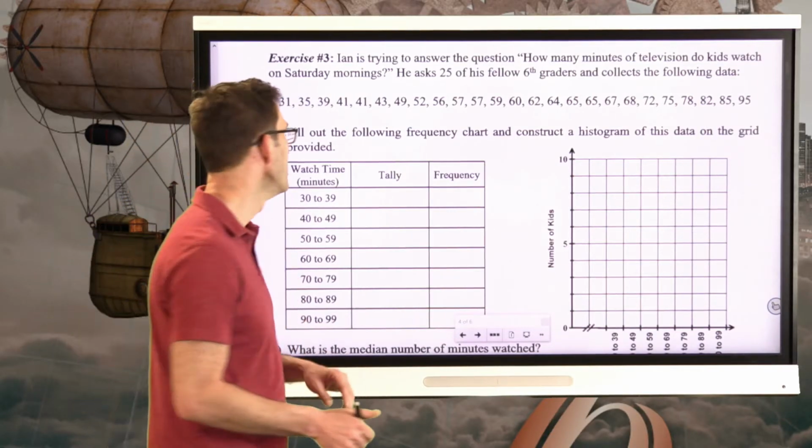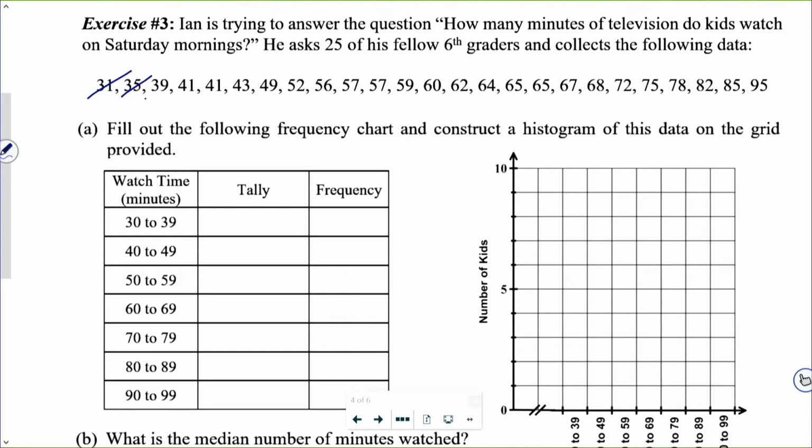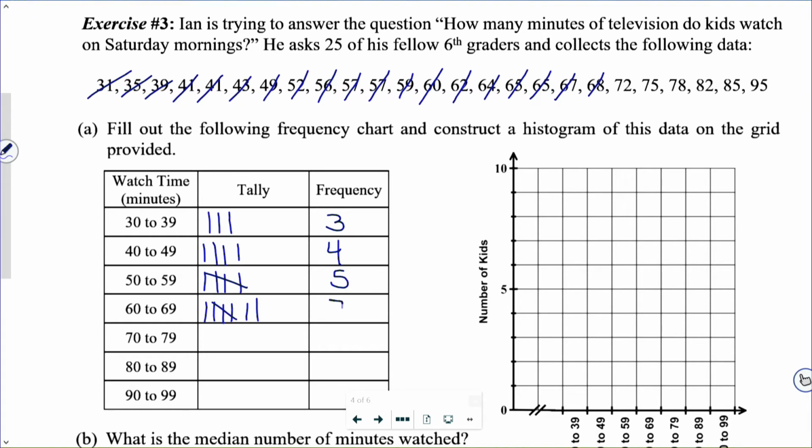All right, let's go through it quickly. Here we go. We've got 31, 35, and 39 all fall into this category for a frequency of 3. 41, 41, 43, and 49, those four, fall into that category. 52, 56, 57, 57, 59, those five, fall into that category. 60, 62, 64, 65, 65, 67, 68, those seven, fall into that category. And 1, 2, 3 fall into the 70s.